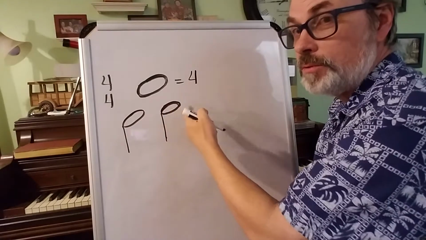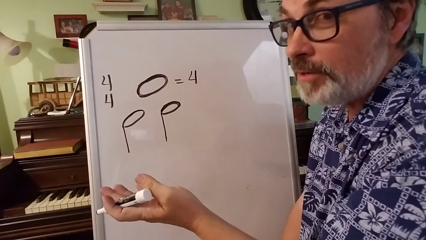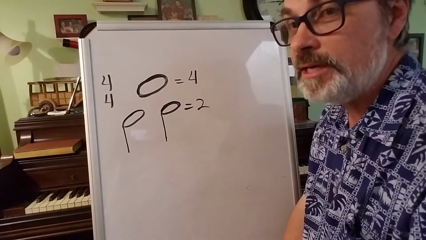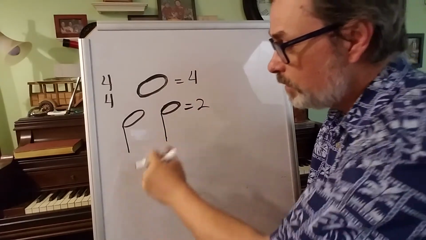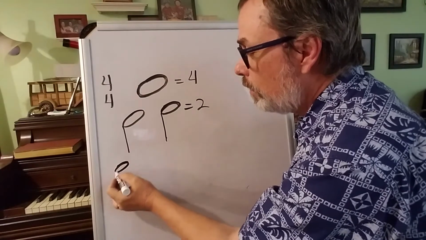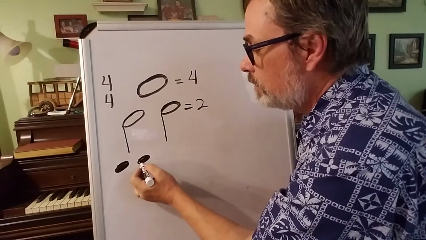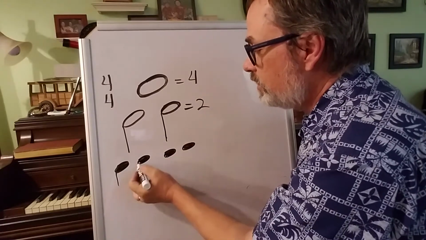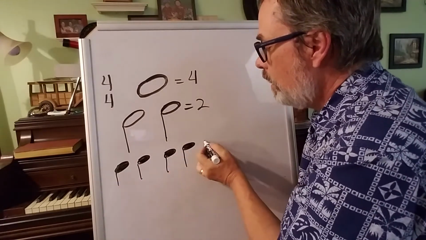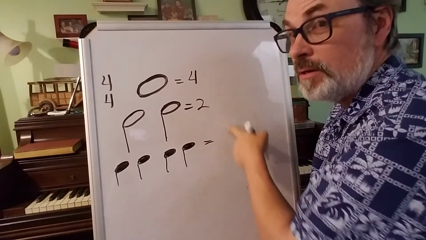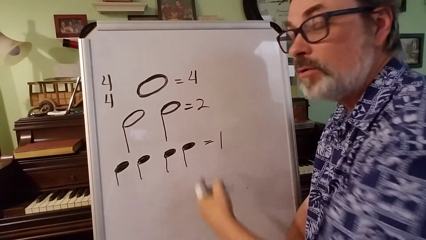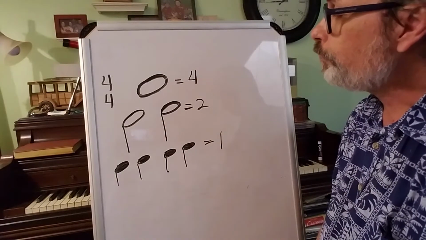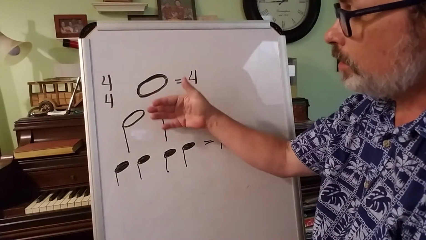But your half notes, 4 divided by 2, they get 2 counts, right? They get 2 counts each. Pretty easy. When we split our half notes in half, we darken in our oval. We still have the stem on it, right? And what's half of 2? 1. So each one of those gets 1 count. And so we have whole, half, quarter.